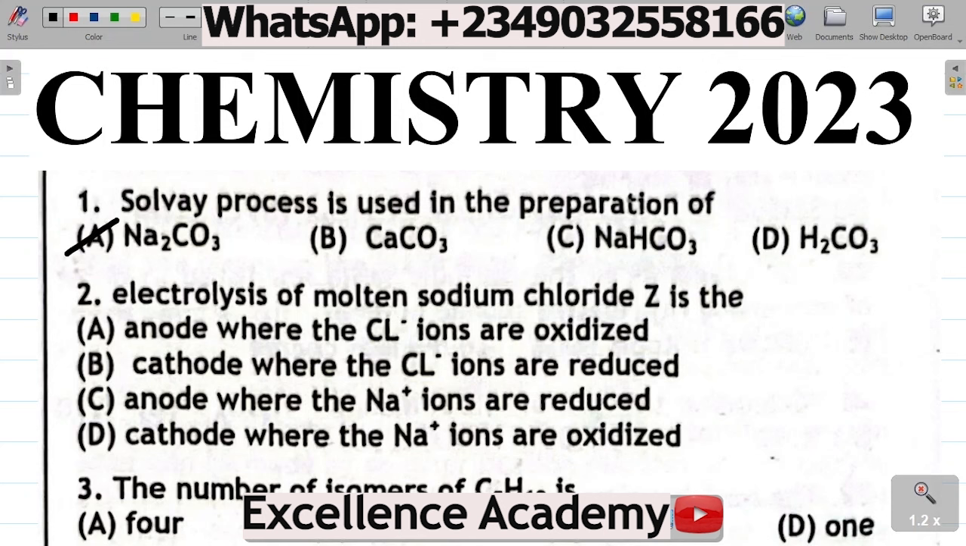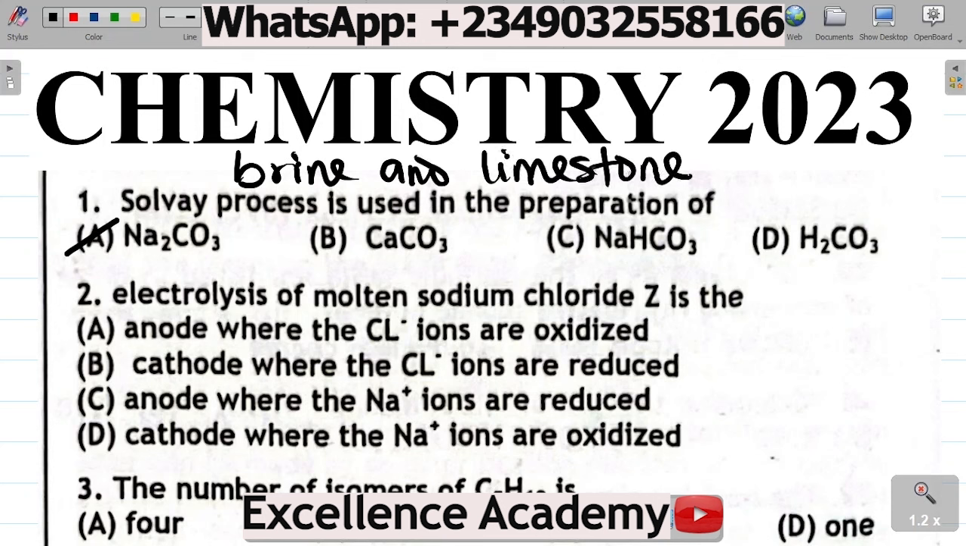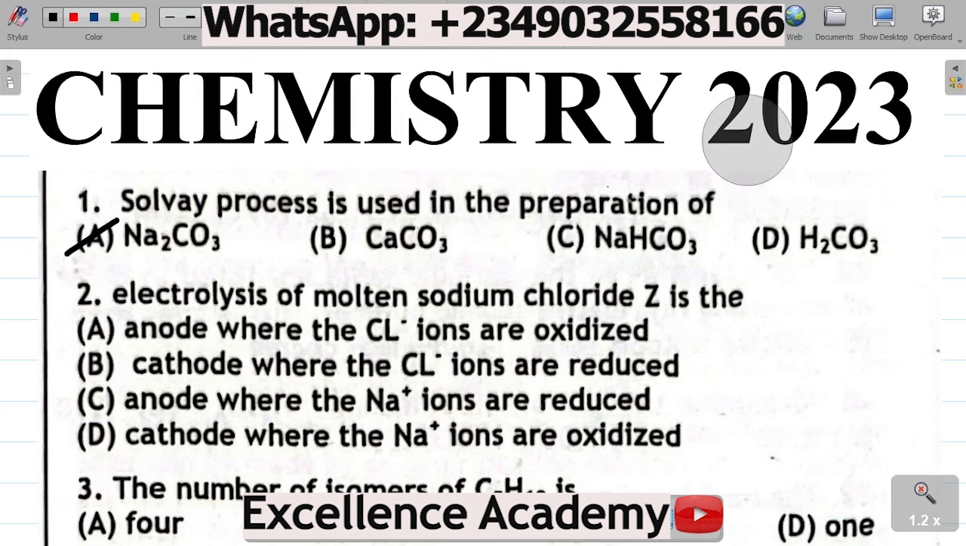Sodium trioxocarbonate. You want to note that the term Solvay process is an industrial method used for the production of sodium carbonate, also called washing soda, using brine and limestone. So in the Solvay process, sodium carbonate, also called washing soda, is being produced from brine, spelled this way, and limestone. So this is the concept of the Solvay process.